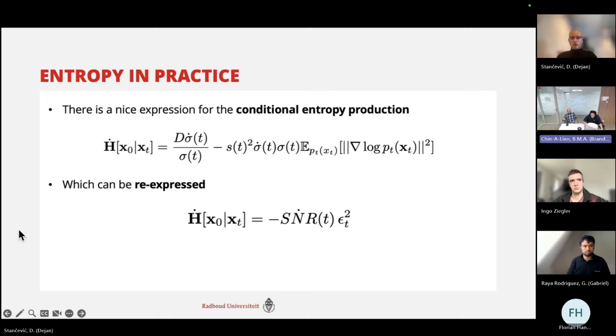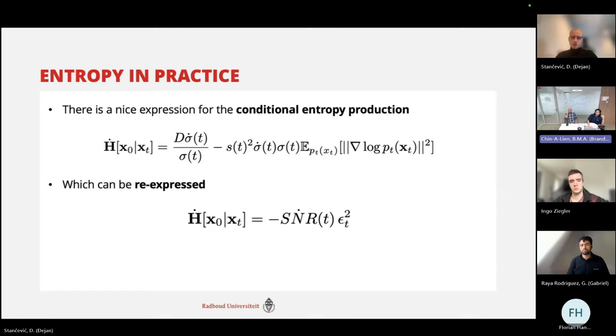If you're familiar with diffusion, this would also be familiar to you, in the sense that these kinds of terms pop up often. Epsilon squared is basically just the denoising score matching error up to rescaling, which is essentially what we use every day for training diffusion models. So there is a strong relationship between the training loss that we're actually using and the conditional entropy rate.